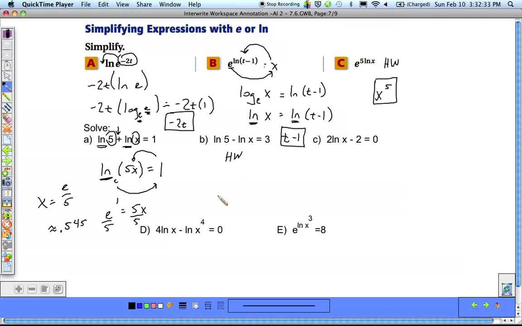All right, B, I'd like you guys to go through and again attempt this one for homework. The answer that you should get when you're all said and done for x is 5 divided by e to the third, or if you divide that out, approximately 0.249.